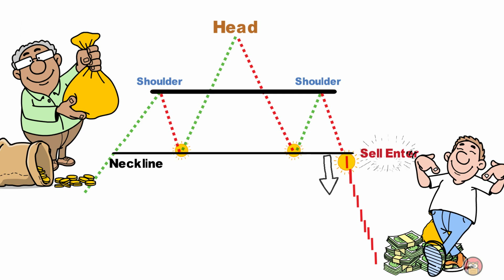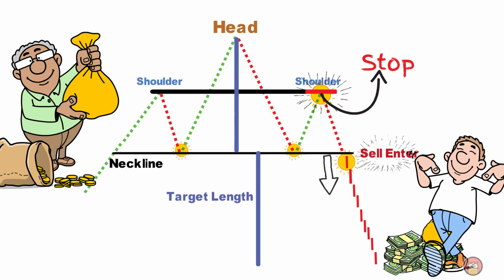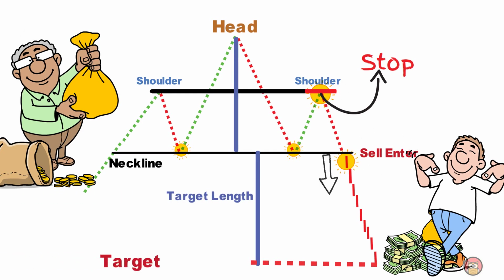The stop level, which is where we set our point to cut losses if things don't go as expected, is usually just above the right shoulder. This helps us minimize losses if prices go up instead of down as we expected. For setting a target, we measure the distance from the peak of the head down to the neckline, and we expect prices to fall by that same distance after the break. Reaching this target can offer a great opportunity to make money.